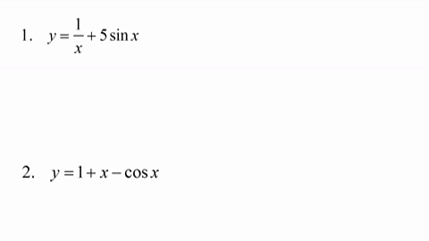Number 1, y equals 1 over x plus 5 sine x. So let's differentiate each term. So therefore y prime would equal the derivative of 1 over x, which is negative 1 over x squared, plus the derivative of 5 sine x, which is 5 cosine x. So y prime equals negative 1 over x squared plus 5 cosine x.